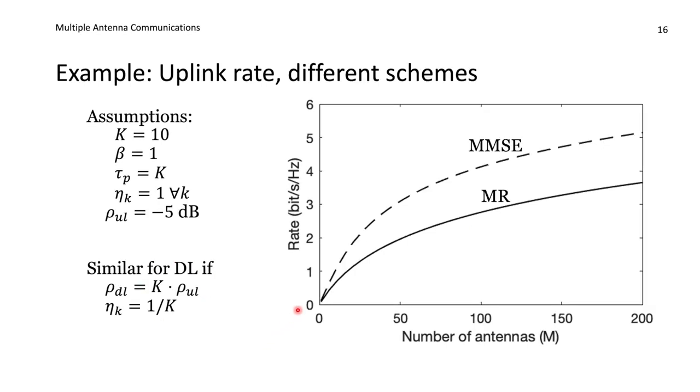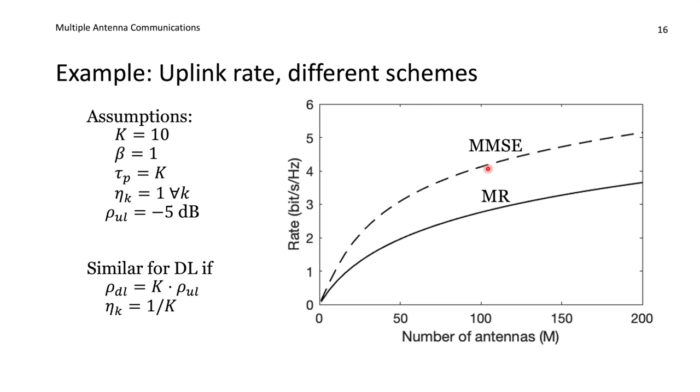Next, we consider the same setup. We set rho uplink to be -5 dB. And we are instead comparing maximum ratio processing, which we had in the previous graphs, with the MMSE processing that I've been talking about as well. We see the same trends, namely that as we increase the number of antennas, the rate is going up, both with maximum ratio and with MMSE processing.